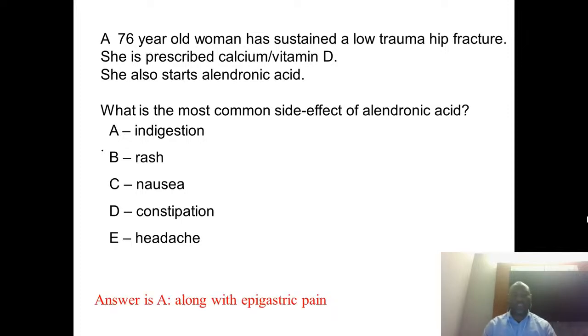The simple answer is option A, which is why, with alendronic acid, the instruction to take it upright with nothing to eat for 30 minutes is important, and it can also cause epigastric pain. The best answer is option A, indigestion. All the other options aren't really caused by alendronic acid. It's a pretty inert drug.